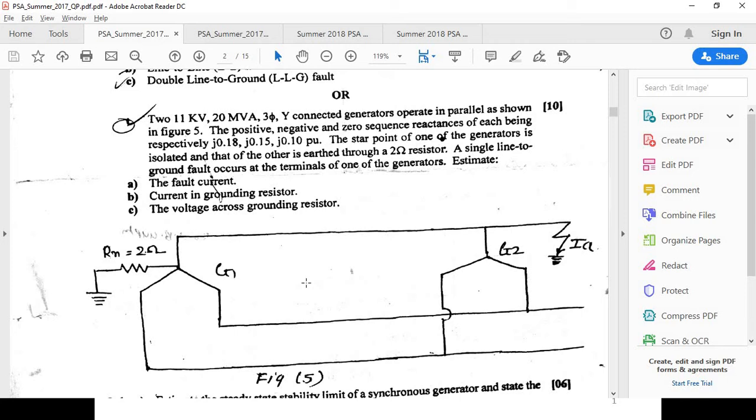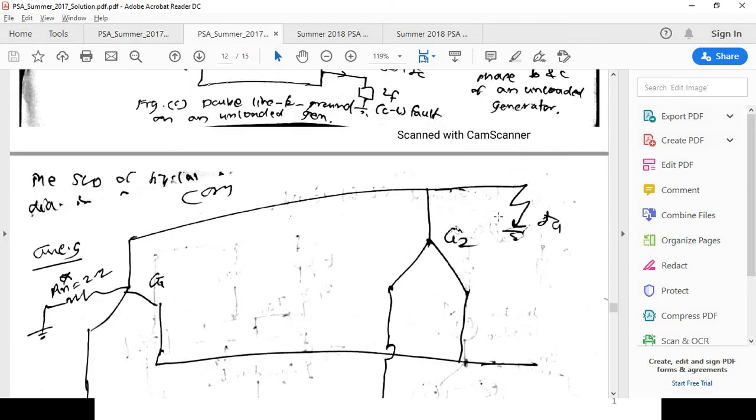A single line to ground fault occurs at the terminal of one of the generators, and we have the idea that a line to ground fault is nothing but an example of unsymmetrical fault. That means this is an example of unsymmetrical fault analysis. And which parameters do we have to calculate? First parameter is the fault current, second parameter is the current in the grounding resistor, and the voltage across the grounding resistor. These three parameters we have to calculate. So we'll try to solve the numerical.